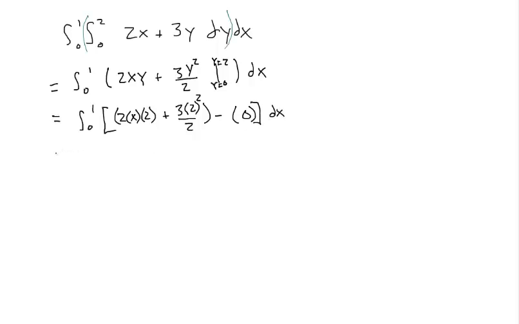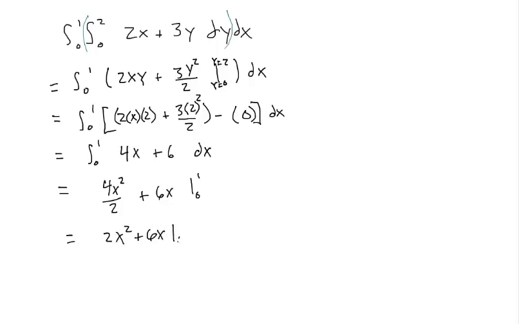So now let's clean this up so we can take the outside integral, 0 to 1. Here we have 4x, and here I have 2 squared, which is 4, times 3 is 12, divided by 2 is 6. So plus 6 dx. Now I'm going to take the integral here, and this is just like the way we did it in chapter 11. So we have 4x squared divided by 2 plus 6x evaluated from 0 to 1. Cleaning this up, 2x squared plus 6x evaluated from 0 to 1.